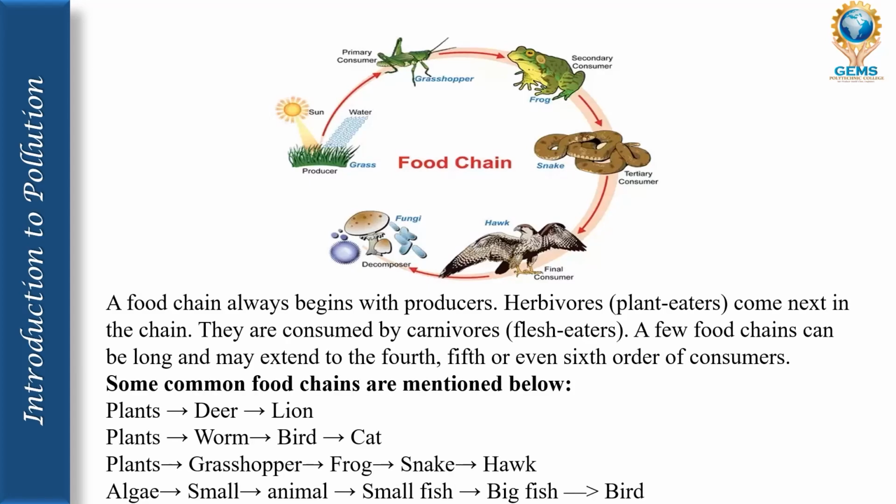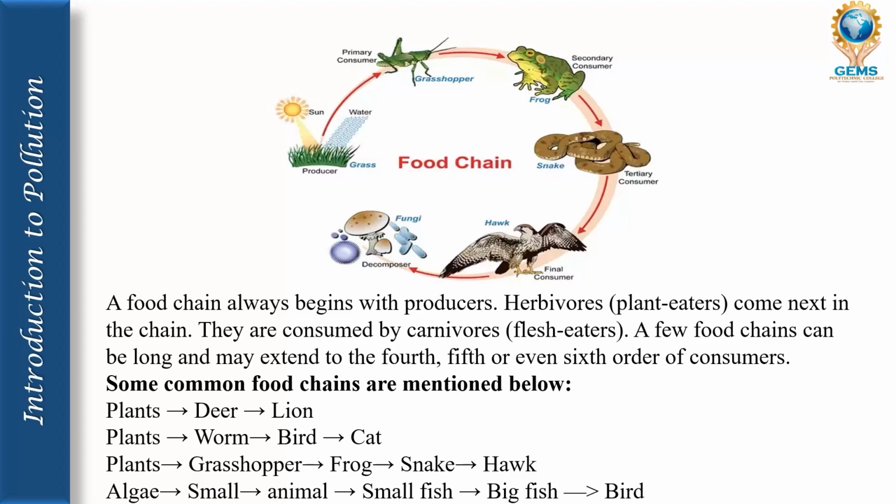A food chain always begins with a producer. The herbivore, that is a plant eater, comes next in the chain. They are consumed by the carnivores, that is the flesh eaters. First the grass is eaten by the grasshopper, and the grasshopper is eaten by a secondary consumer, that is the frog. The frog will be the food for the flesh eater snake. A few food chains can be long and may extend to the fourth, fifth or even sixth order of consumers. So this is how the food chain works.